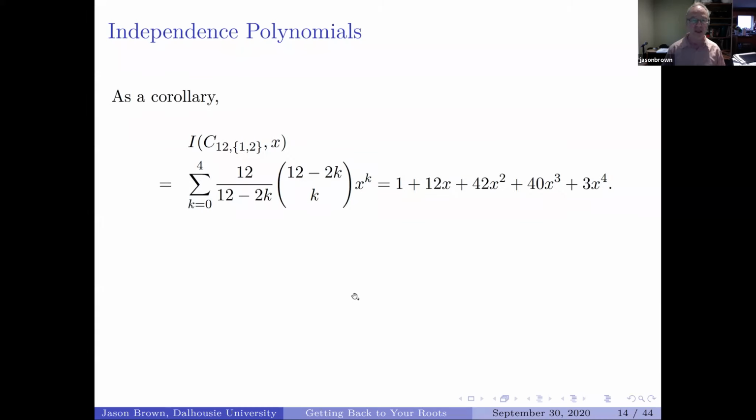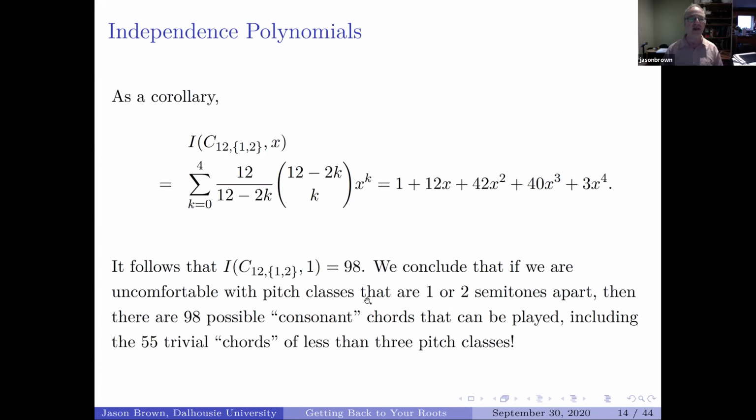And as a corollary, if we look in particular at the circulant on Z12 with distances 1 and 2, we get the following formula. And if we expand it out, we get 1 plus 12x plus 42x squared plus 40x cubed plus 3x to the 4th. So why did I pick that one in particular? It follows from this formula that if you wanted to count the number of independent sets of this graph, we get 98, because the way you count the number of independent sets from an independence polynomial is you simply set the variable equal to 1.